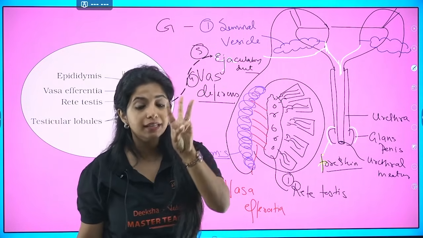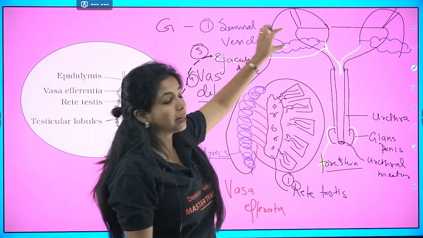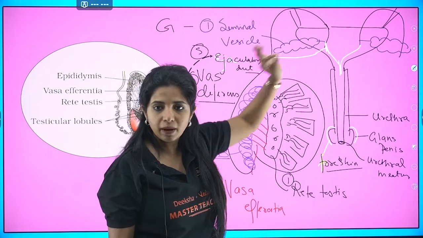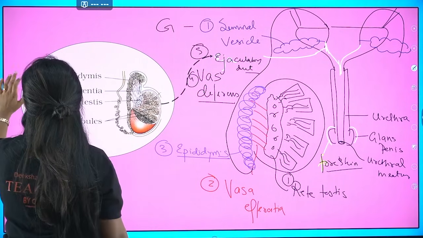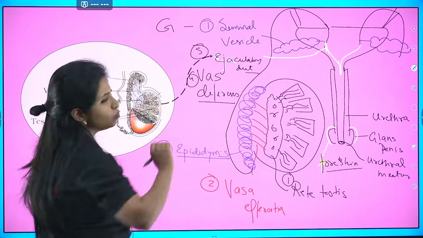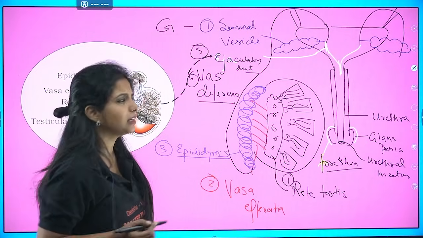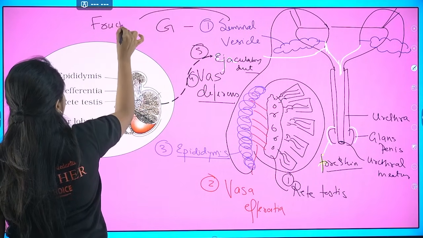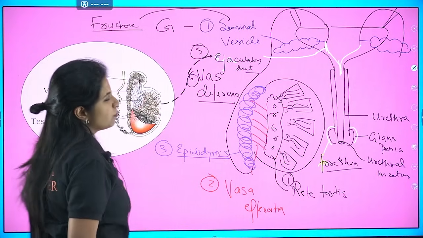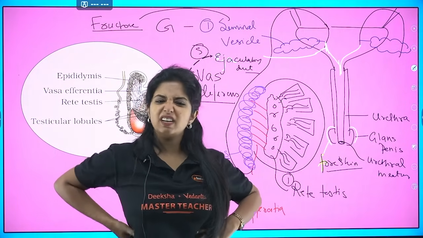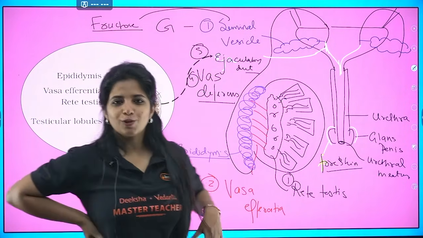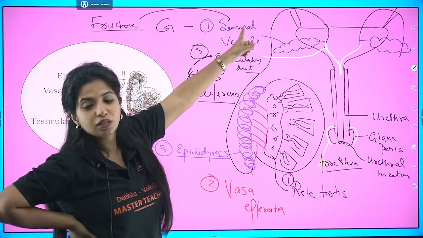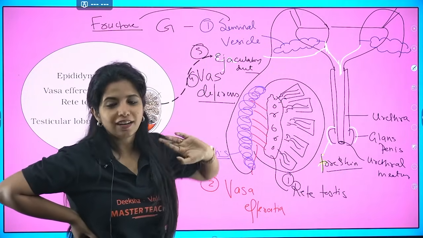Ma'am, is there only one gland over here? No, there are basically three glands. The first gland that you have is the seminal vesicle. What does the seminal vesicle do? The seminal vesicle is going to produce some fructose. Why fructose? Because the sperm is very tired and it needs some energy. So who provides the energy? It is the fructose that is going to provide the energy to the sperm.